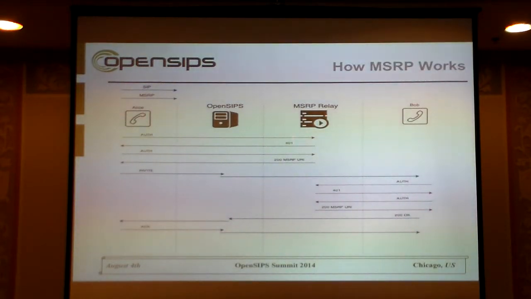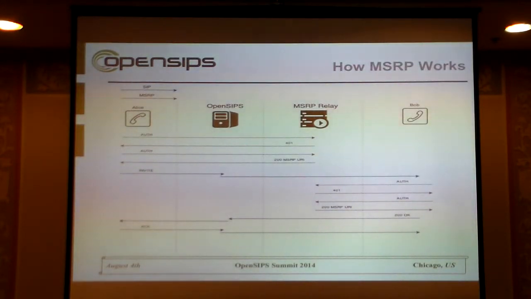So again, if we look at this diagram, there is no need to have anything in OpenSIPS to explicitly support MSRP. The only thing where MSRP appears in the traffic is just in the user's SDP. So if you do not touch that, you might as well keep those two entirely separate. And the only thing that you have to take care of is to make sure that the MSRP authentication and the SIP authentication both use the same databases.